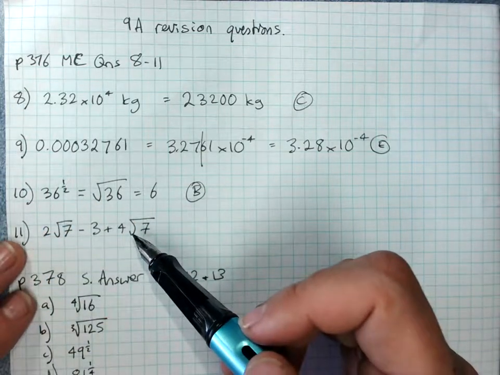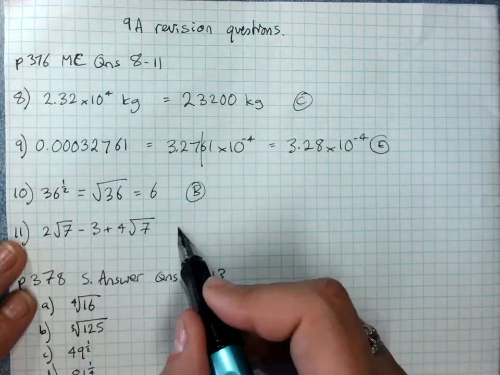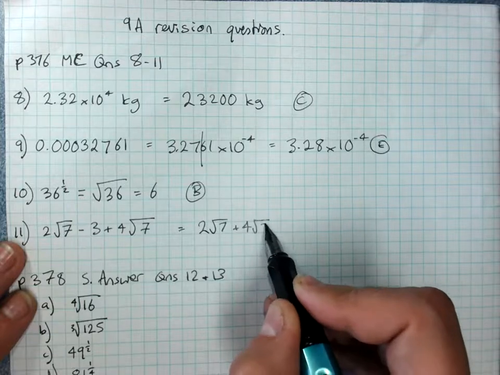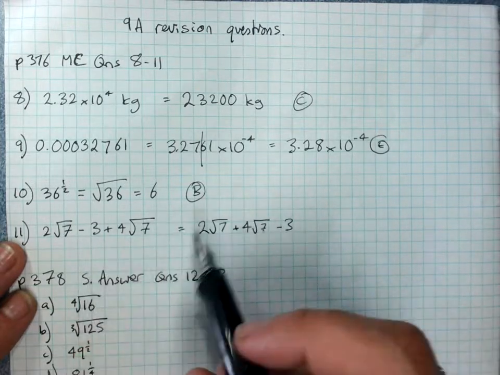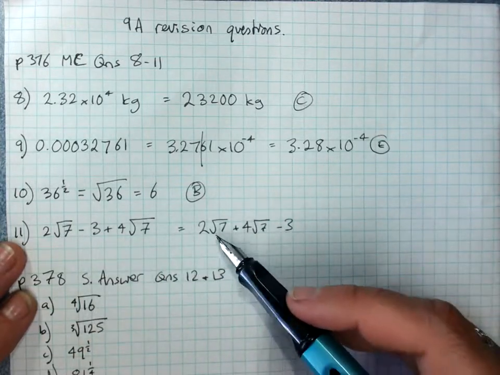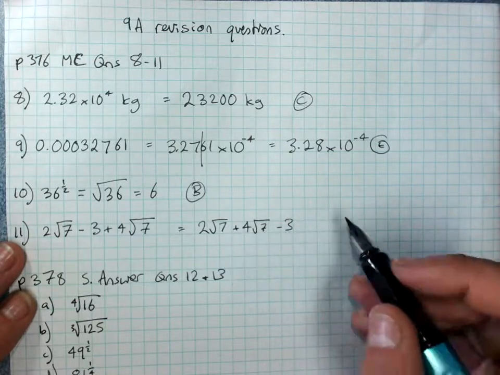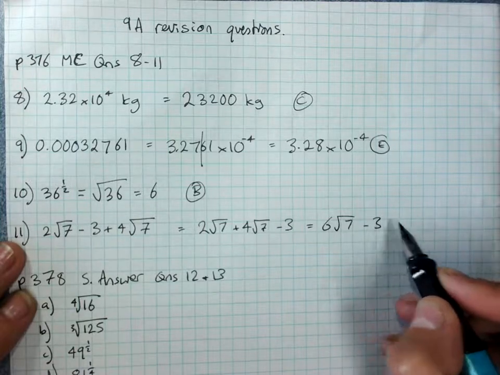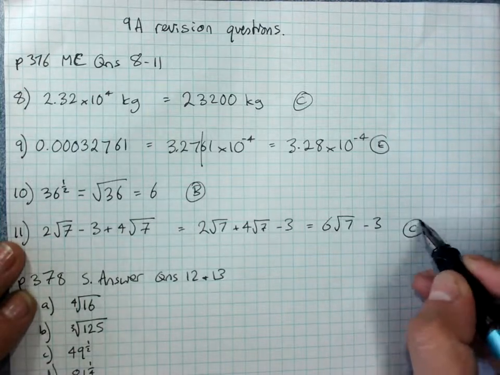Simplify. Might as well rearrange. So it's 2 root 7 plus 4 root 7 minus 3. Remember, we treat this as like terms, so the root 7s are like terms. That's 6 lots of root 7 minus 3. That's C.